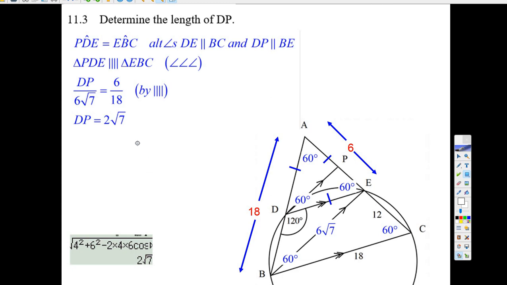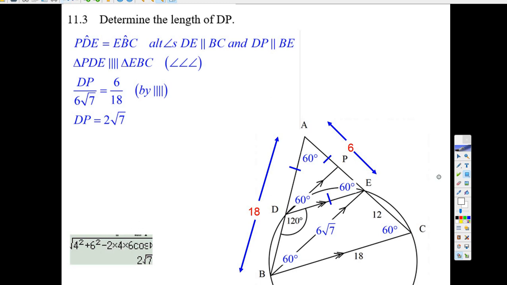Okay, so if that's true, then PD, or DP, goes with EB. Well, EB is 6 root 7. And the other side we have is DE, and it goes with BC. 6 goes with 18 by similarity. Well, then we just cross multiply. We get 6 times 6 root 7 divided by 18. That's 2 root 7. Hey, that's right. It's in a ratio of 18 to 6, which is 3 to 1, so that 6 root 7 should turn into 2 root 7.